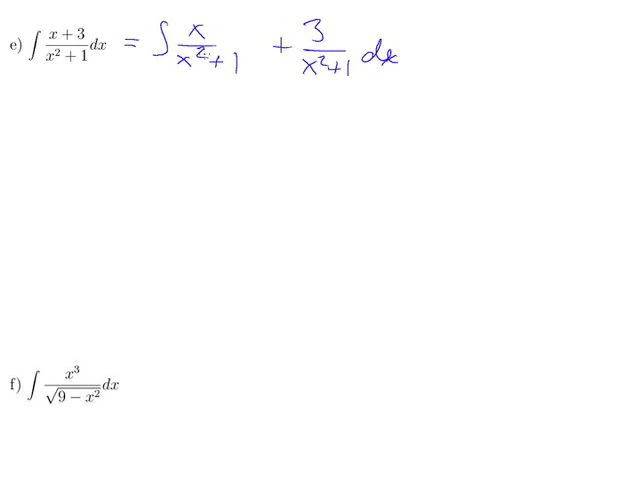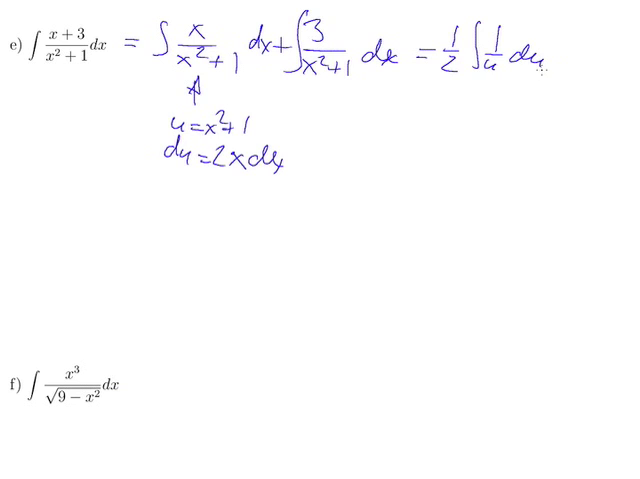Now we can integrate the terms separately. The first term, we do a substitution. We substitute u is equal to x squared plus 1, so du is equal to 2x dx. So we get from the first term 1/2, because we don't have this factor 2 here, integral 1 over u du.